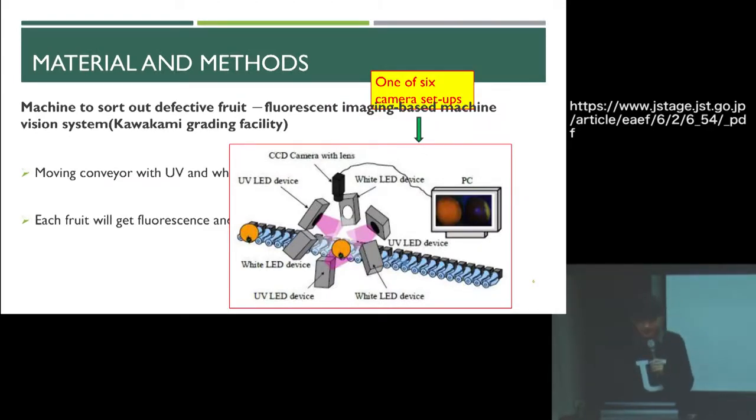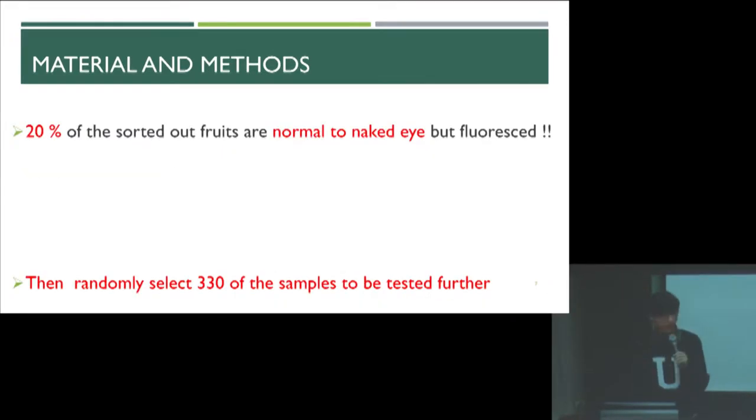You can see that the fruit will be transported on this conveyor, and it will stop in front of the camera. The fluorescence and color image will be captured, and around them are the UV LED and white LED to capture the fluorescence and color image. After the sorting, we found that 20% of the sorted-out fruits actually look normal to the eyes. So there might be some reasons why the fruits fluoresce.